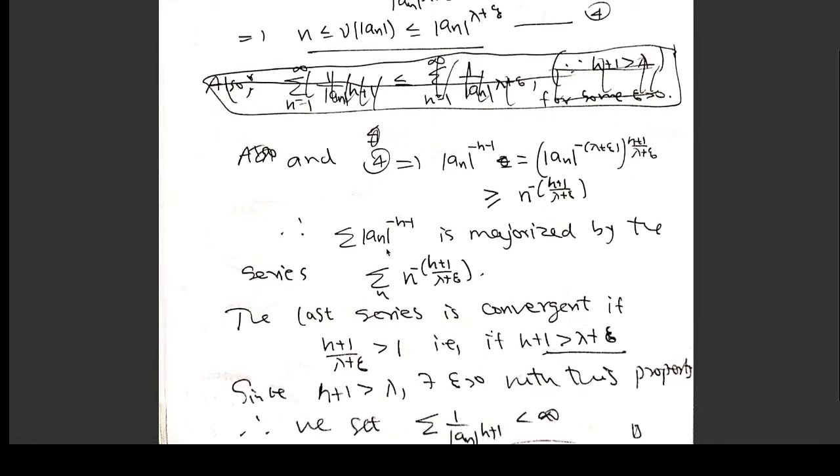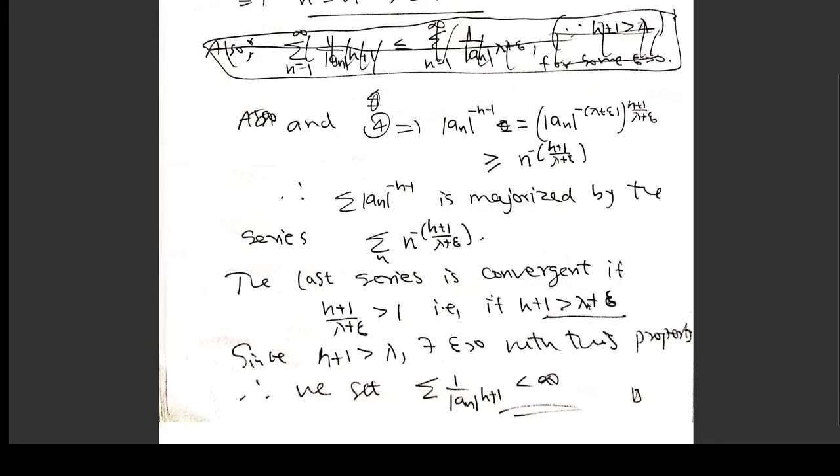Now this implies that |a_n|^(-h), that means 1 by |a_n|^(h+1). So a simple computation, this is bounded by this, and therefore this series is bounded by this series, and you can choose epsilon with this property because h+1 is strictly greater than lambda. Therefore there exists an epsilon such that h+1 is strictly greater than lambda+epsilon. So this will be greater than 1, therefore this series will be convergent, and we proved that this summation is fine.